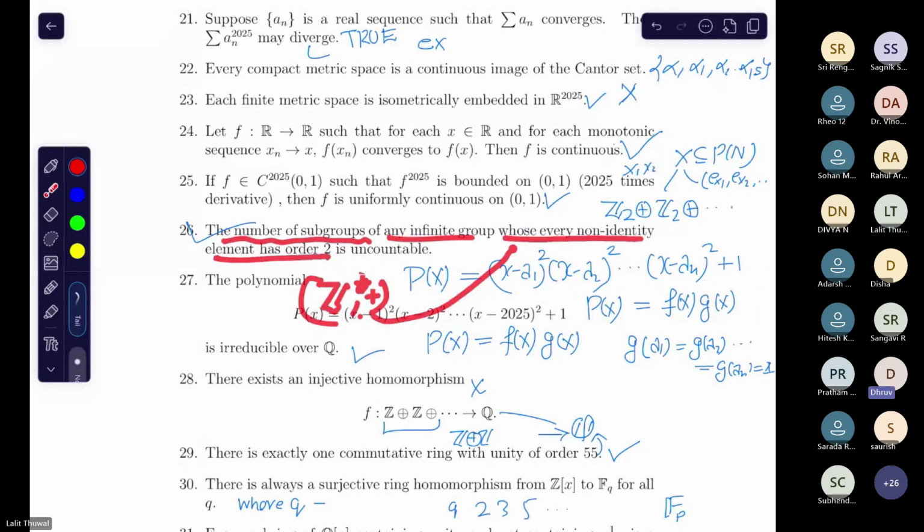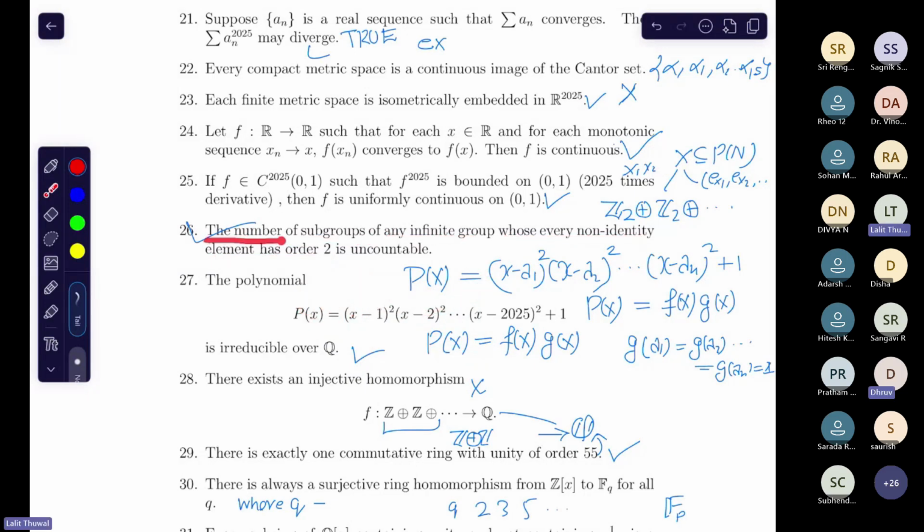So counterexample, no. I think you misinterpreted it. The number of subgroups of... okay, now read it. The infinite group has non-identity element, every non-identity element. So replace it with G, and G is a group whose every non-identity element has order 2. So Z plus is not a candidate for G. Okay. Got it, sir.